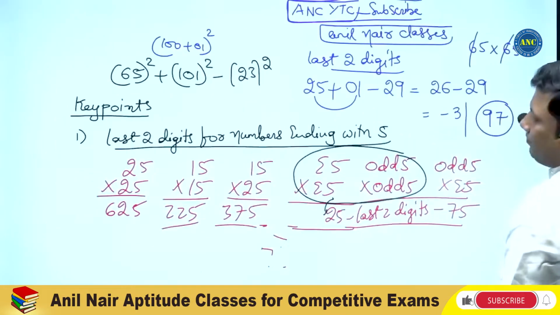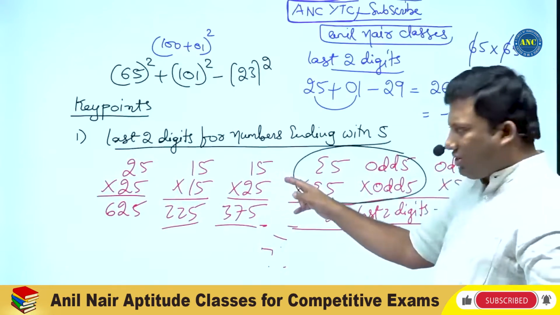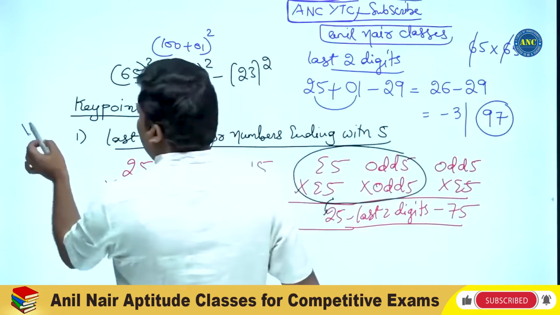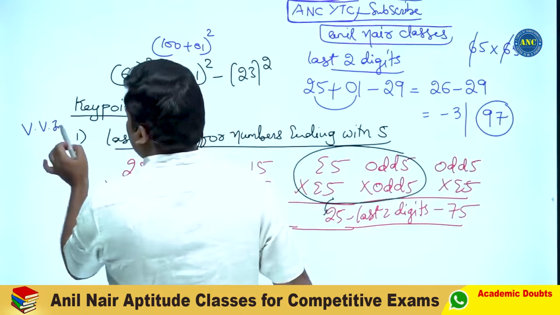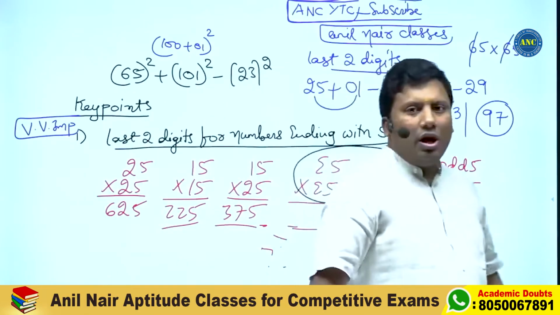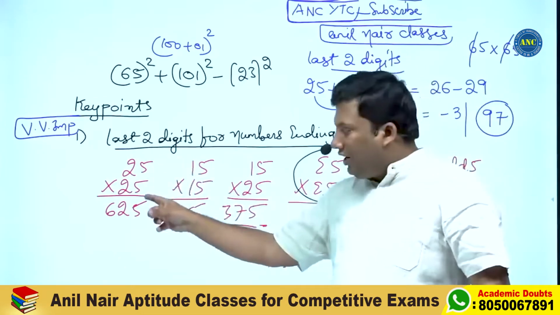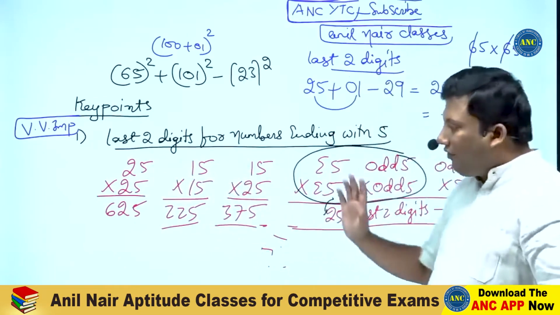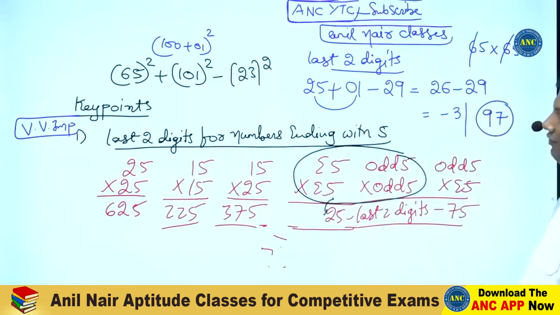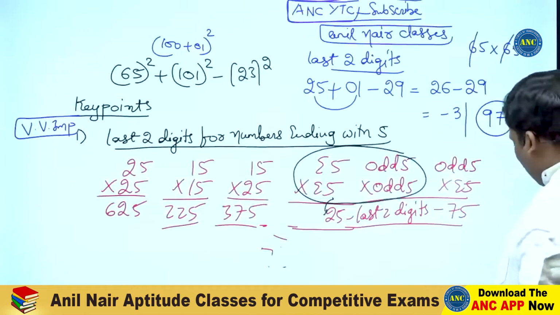Now let us see. I will again discuss this concept in detail. Please write down this very, very important concept. Extremely important. Next slide is very important to me. Even 5 into even 5, 25. Odd 5 into odd 5, 25. Even 5 into odd 5, 75. Now, I hope it is clear.